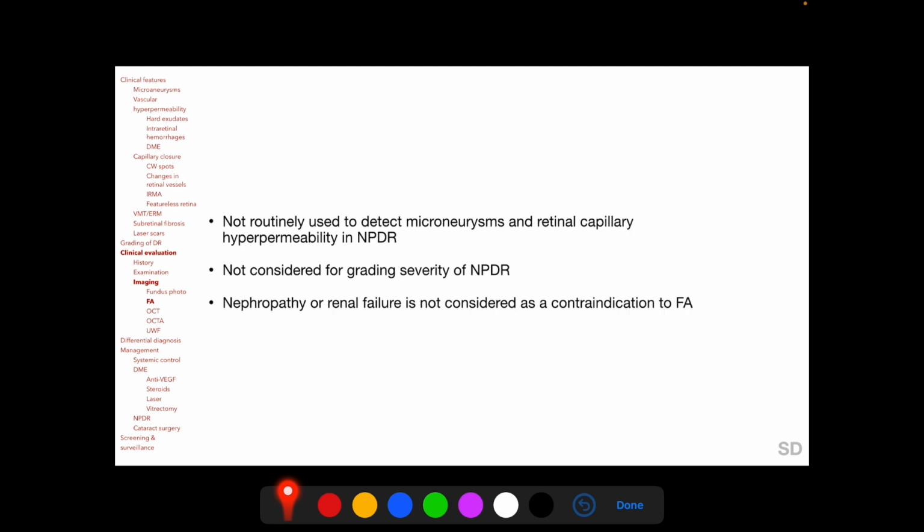So fluorescein angiography is no longer used routinely to detect microaneurysms and retinal capillary hyperpermeability, and is not useful for grading severity of non-proliferative diabetic retinopathy.